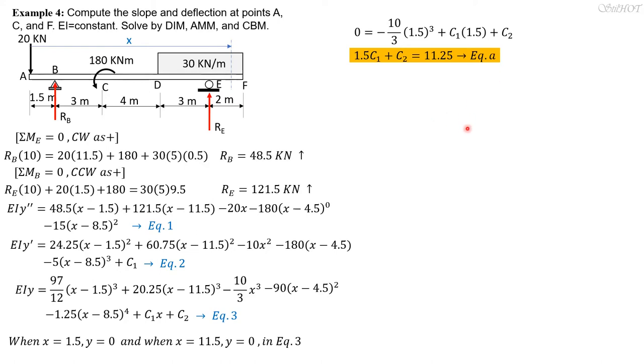Call that equation A. Then when x is 11.5, y is 0. So still in equation 3. So 0 equals 97 over 12, 10 cube.